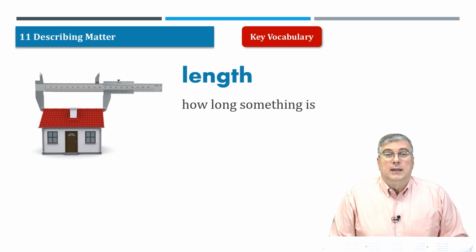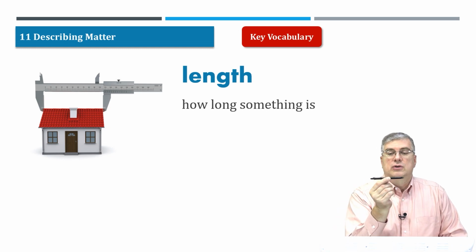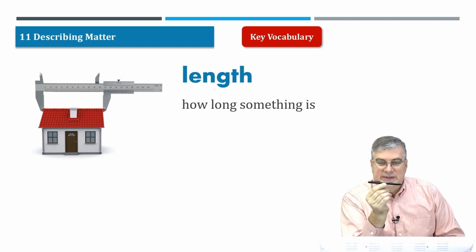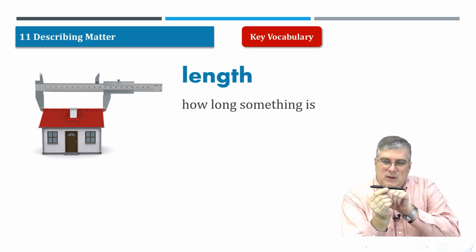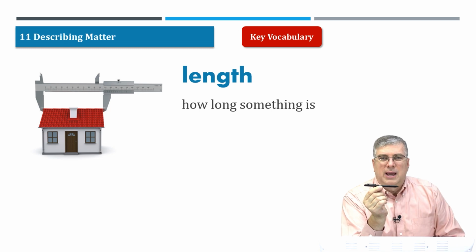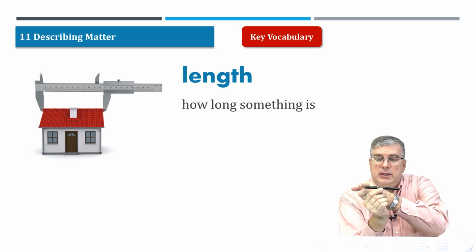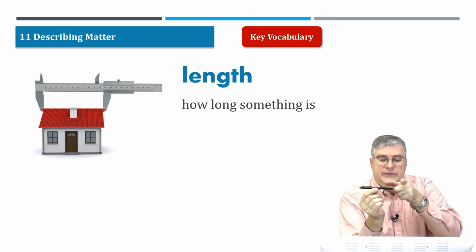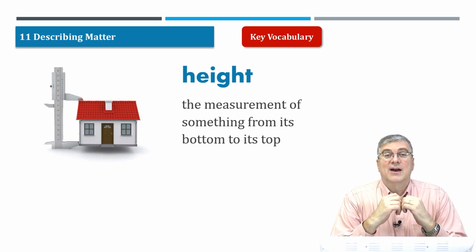Length. Length means how long something is. So I just showed you this pen. How long is this pen? Now I'm used to inches. I'm not very familiar with centimeters. So I would say this pen is about 1, 2, maybe 3 inches long. How much is that in centimeters? I'm not sure. I don't usually use centimeters. But it's about 3 inches long. That's how long it is from one end to the other. That's the length of something.